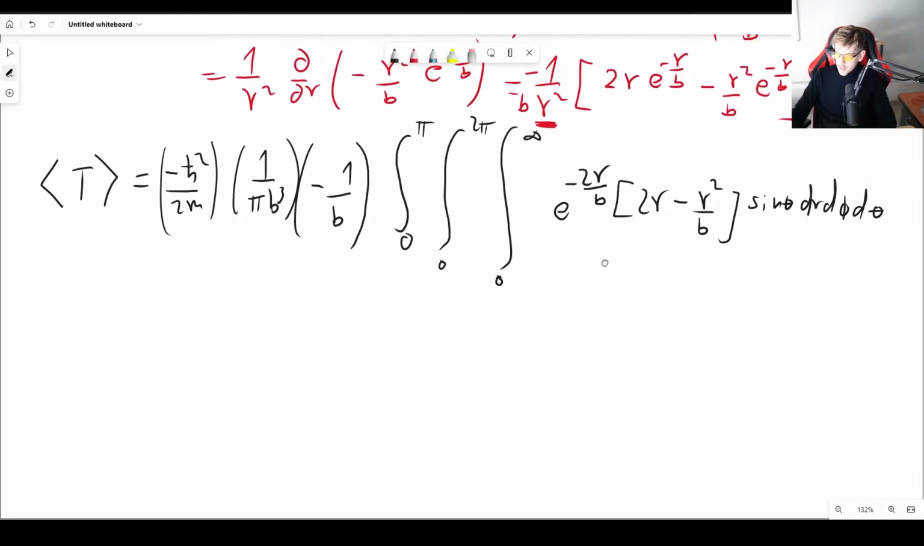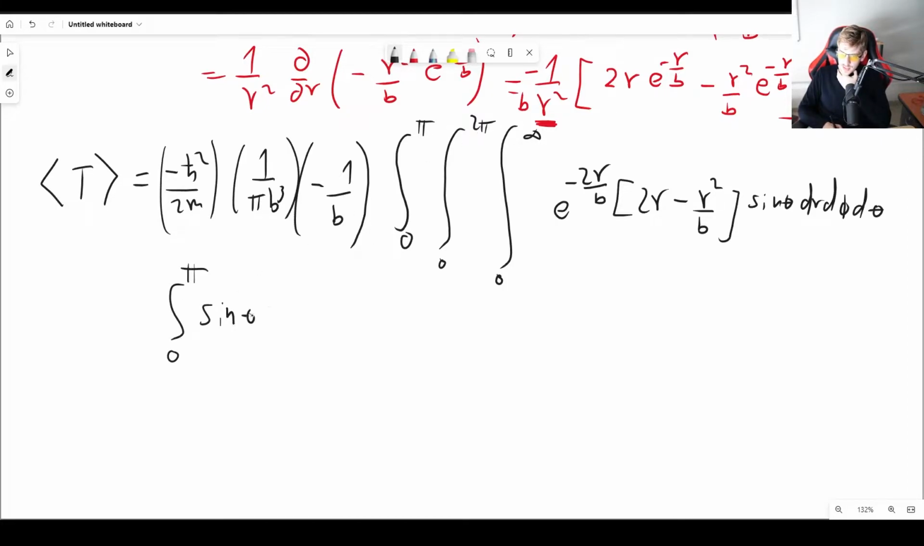Okay, so now there's quite a few things to do. So of course, the theta integral is pretty trivial. It's simply the integral from 0 to pi of sine of theta d theta, which of course will simply be 2, right? You get minus cosine between pi and 0, and that is minus 1, so you get minus 2, which is 2. And the phi integral is simply 2 pi, so we get 4 pi, which will multiply everything.